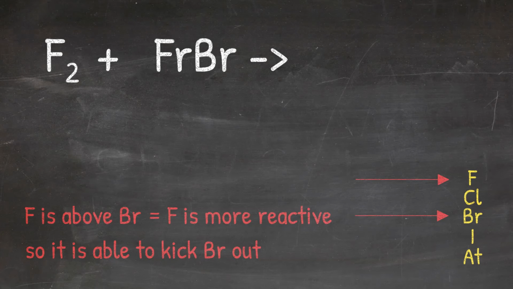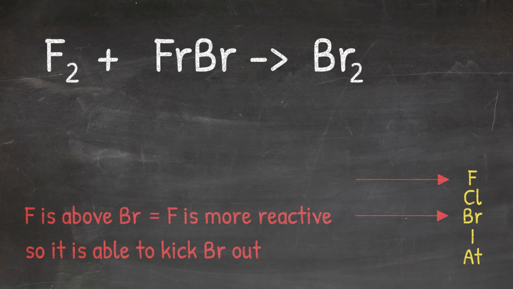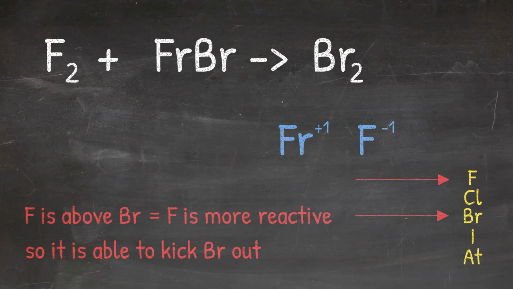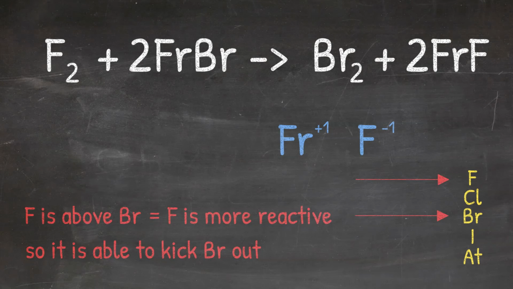So when I predict my products, I'm going to kick bromine out and leave it by itself. And then I'm going to bond francium and fluorine together. Francium has a +1 charge and fluorine has a -1 charge. So when I write the formula, I'm just going to write FrF. You need to go back and balance this equation, so that's why you see I've put a 2 in front of FrBr and a 2 in front of FrF. It is also important to remember that fluorine and bromine both need subscripts of 2 because they are diatomic elements.